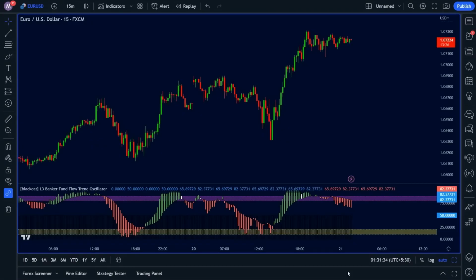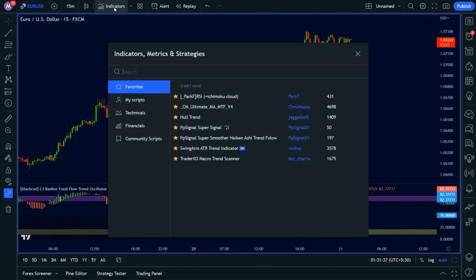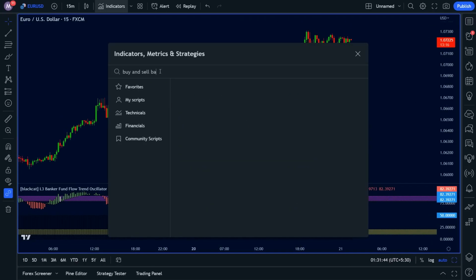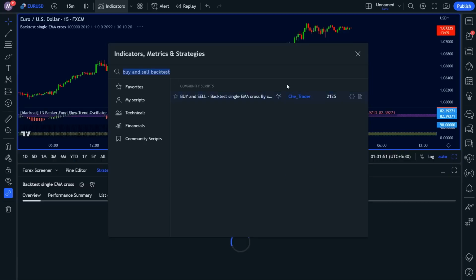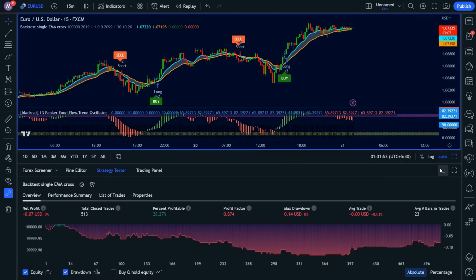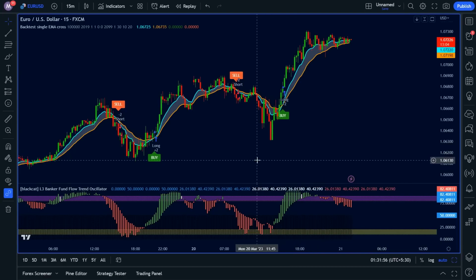Alright, now it's time to introduce our second indicator, which is the Buy and Sell Backtest. This indicator helps us identify precise entry and exit points by analyzing the crossover of two exponential moving averages. To add this indicator to our chart, we'll head back to the indicators section and search for the Buy and Sell Backtest. Once we've selected it, we'll see some buy and sell signals appear on our chart, along with an EMA cross and the L3 Banker Fund Flow Trend oscillator below. But we're not done yet.